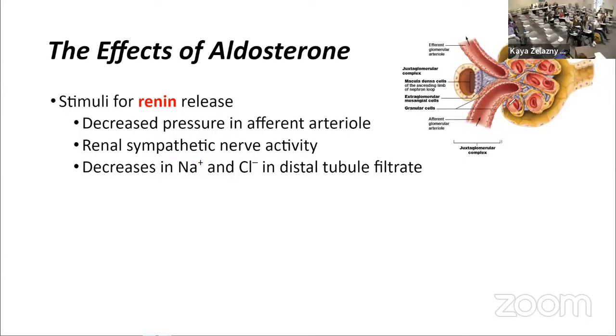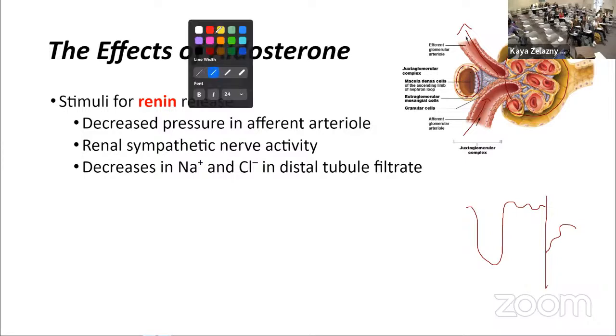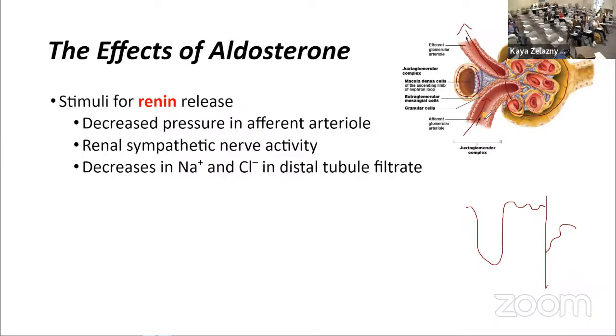So we have this complex, we're looking at the glomerulus, the afferent arteriole, the efferent arteriole, and here we see the ascending part of the nephron loop, right? So we're going up in that loop of Henle before we go into our distal tubule and into the collecting ducts. Okay. So in order to release renin, the things that are going to trigger that is if we have a decrease in pressure in the afferent arteriole, right?